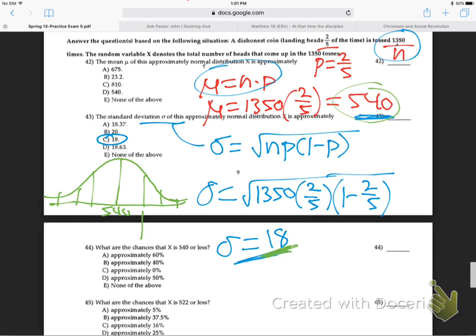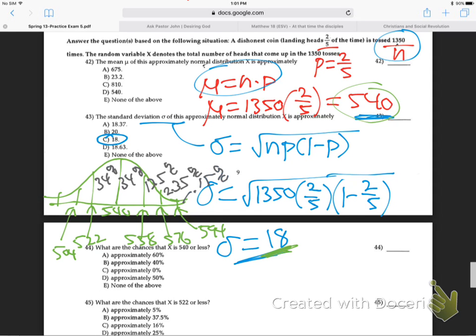So now you just add 18. This will be 558. Add 18. 576. Add 18. 594. The other way you subtract 18. 522. Subtract 18. 504. And just keep going. The percentages are always the same, right? 34%, 34%, 13.5, 2.35, 0.15, always the same.